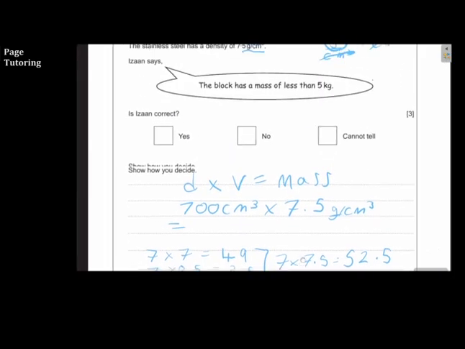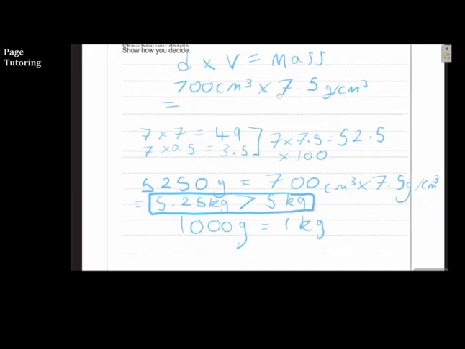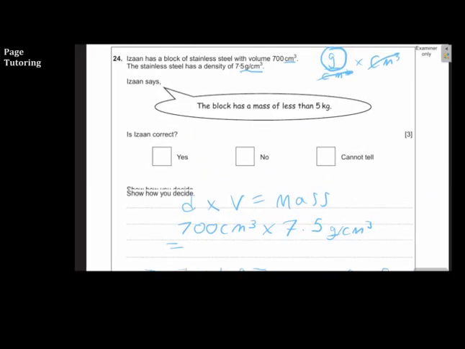So we go back to our question. The block has a mass of less than 5 kilograms, Eisen said, but we just proved that it has a mass of greater than 5 kilograms. So we can say now that Eisen is wrong.